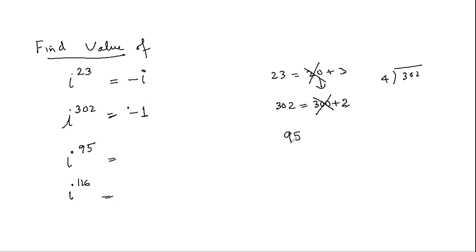95. Is 92 a multiple of 4? Yes, sir. So 95 is 92 plus 3. 92 is deleted, so i cubed, which is minus i.